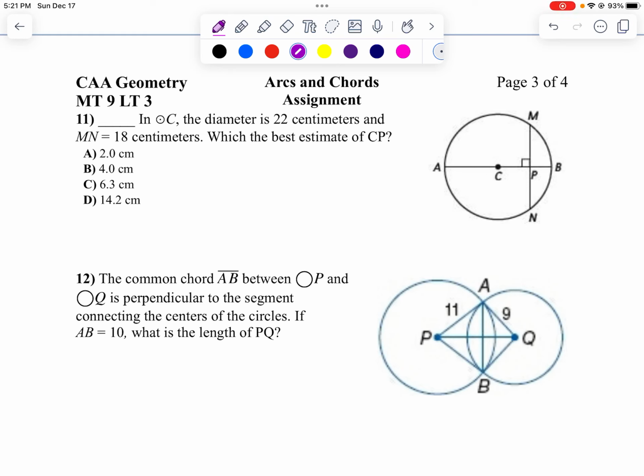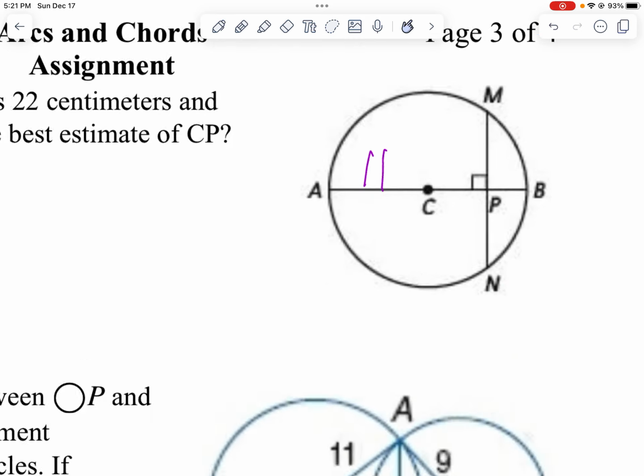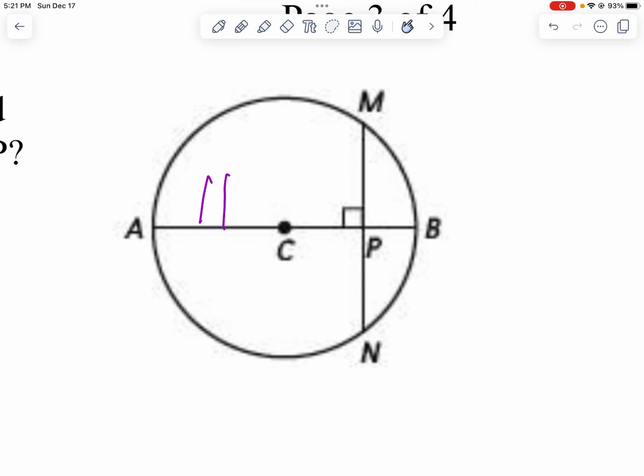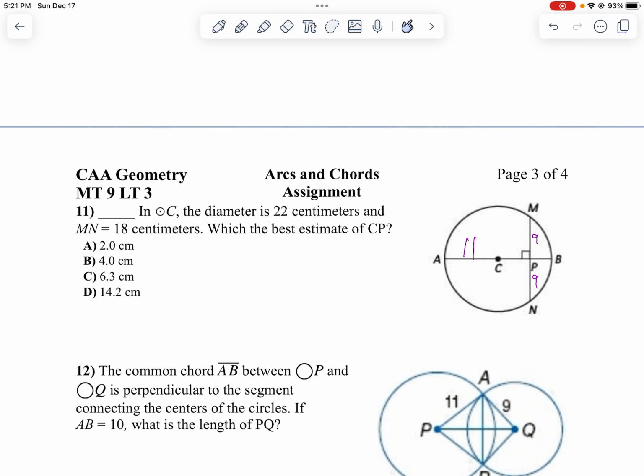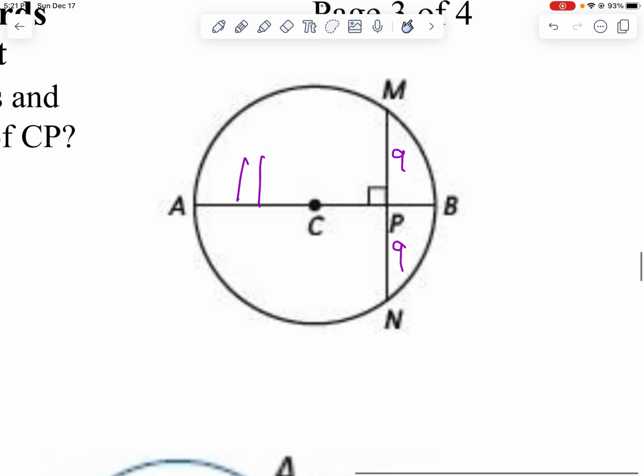In question 11, we know the diameter is 22, so I know A to C is 11. And we're told M to N is 18. So what that tells me is M to P is 9 and P to N is 9 because it's perpendicular. I want to know what C to P is.